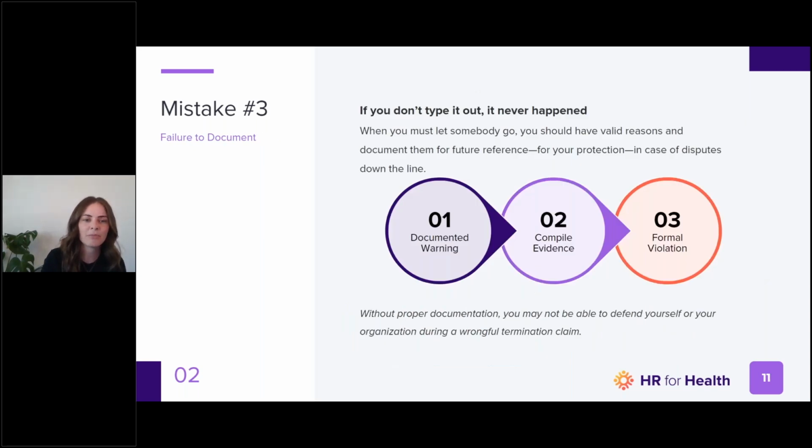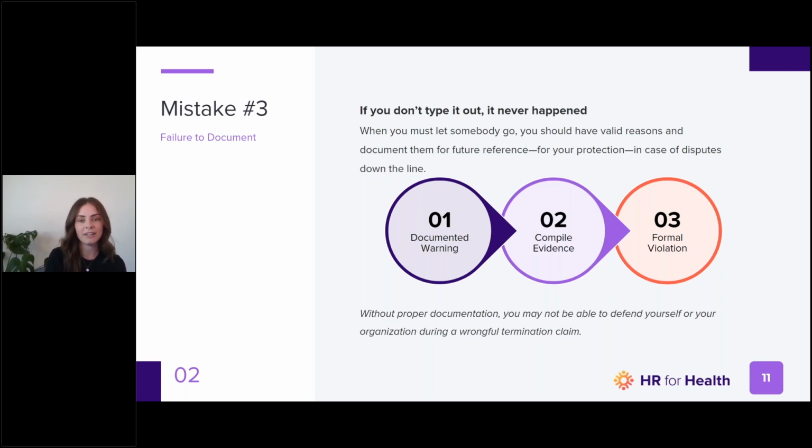Okay, mistake number 3, failure to document. This is really a he said, she said if it came down to court. If you're letting somebody go, you should always have documentation in place on the reason that you're terminating them. So any performance issues in general, even if you think, oh, it's just a small thing, I don't think I'm going to terminate them for it. You always want to make sure that you're documenting conversations that you've had with them, any issues that you've had, because if it does go to court, you want to make sure that you have the proof that you terminated them for a valid business reason and not for a discriminatory reason.